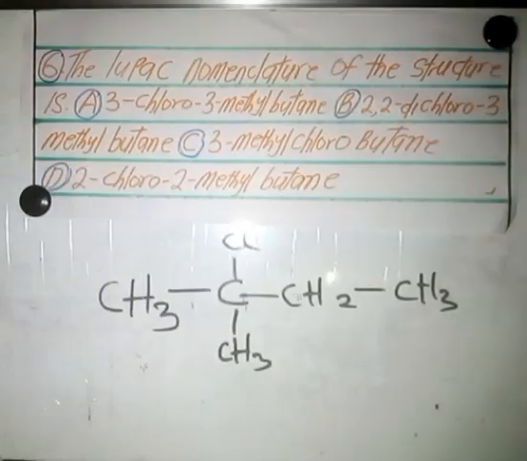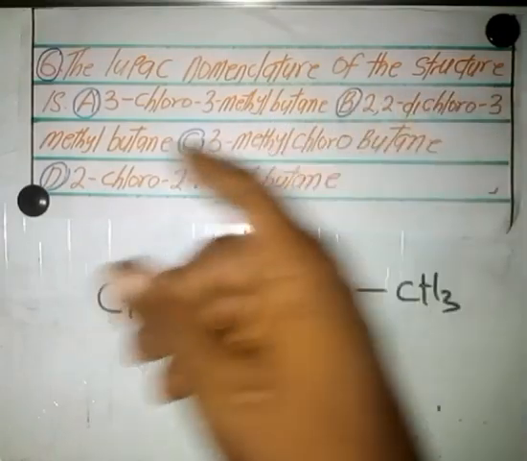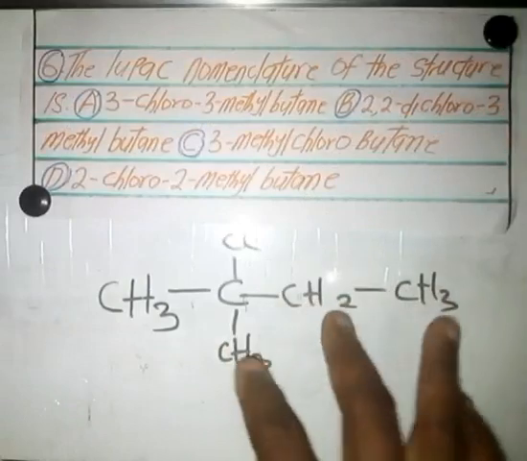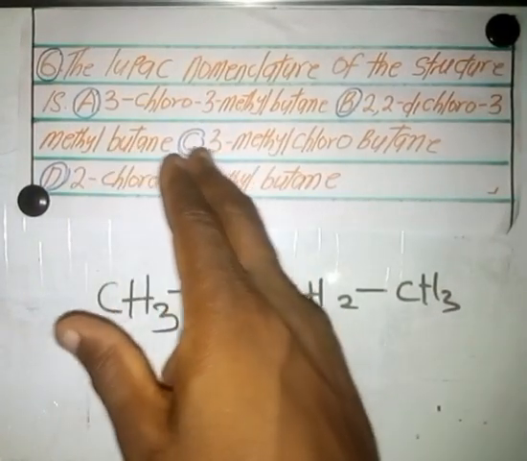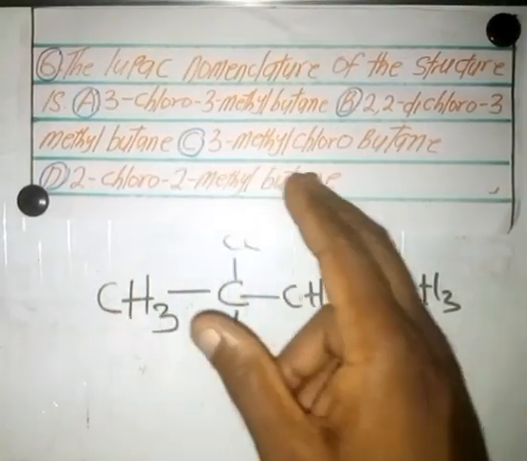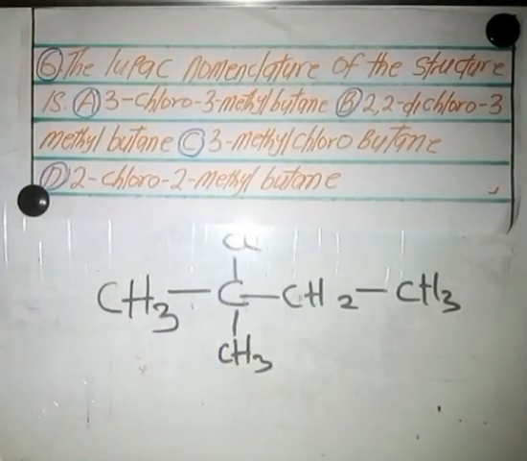Alright, number 6. The IUPAC nomenclature of the structure is, this is the structure. They want you to name this structure. We have A, 3-chloro-3-methylbutane, B, 2,2-dichloro-3-methylbutane, C, 3-methyl-chlorobutane, and D, 2-chloro-2-methylbutane. That's number 6. So this question is under organic compounds, naming of organic compounds.